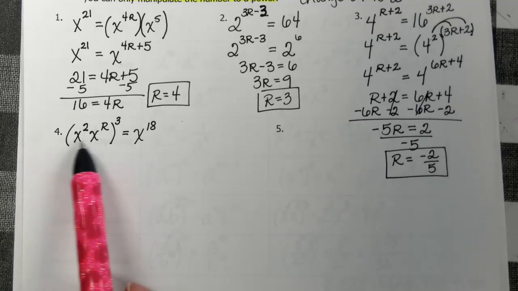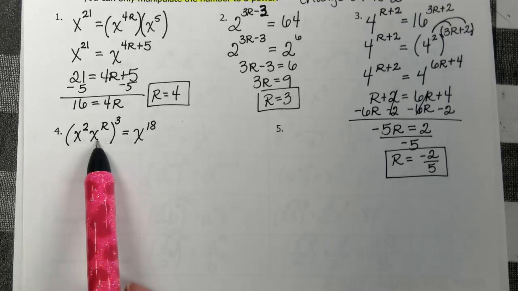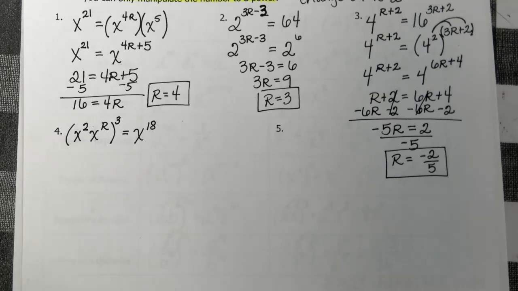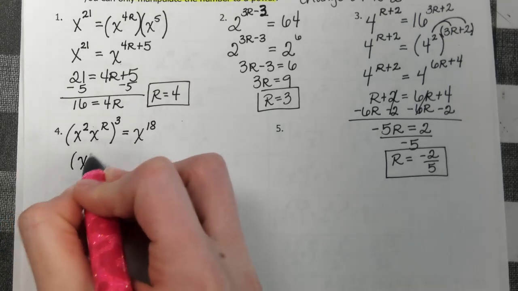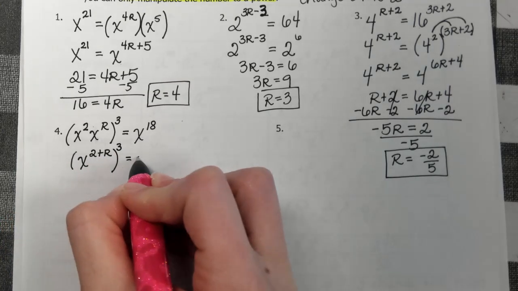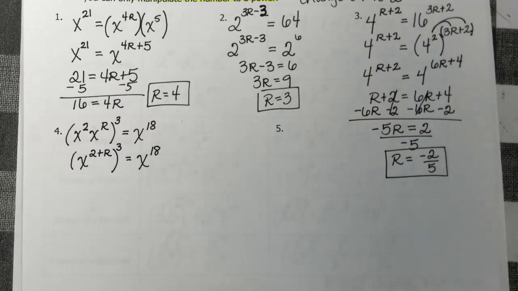Okay, so I have 2 x's being multiplied. If they're being multiplied, what do I do with my exponents? Add. So instead of 2r, it could be 2 plus r, raised to the third power. If you distributed your 3 first, that would have been okay also. You would just have to add them afterwards. Okay, here I added them first, and then I'm going to have to do what with this 3.